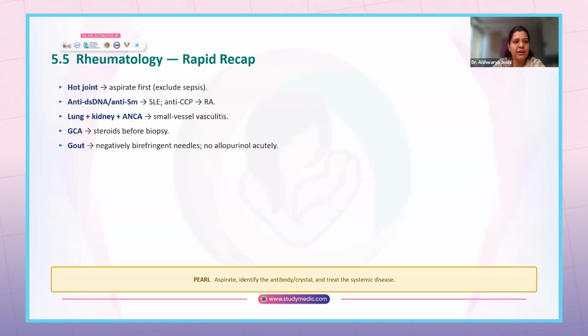Hot joint, aspirate first. Anti-dsDNA or anti-Sm is SLE, anti-CCP is rheumatoid arthritis. Lung kidney involvement with ANCA, it is small vessel vasculitis. Giant cell arteritis, you give steroid before biopsy. I am referring to temporal arteritis because the ophthalmic artery can be immediately involved, leading to permanent blindness. Gout, negative birefringent crystals, no allopurinol.